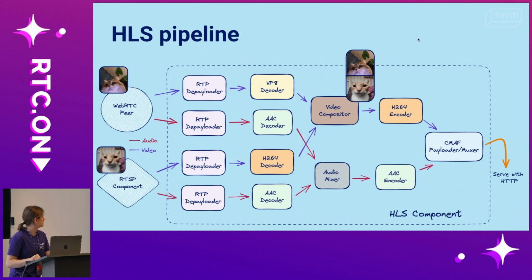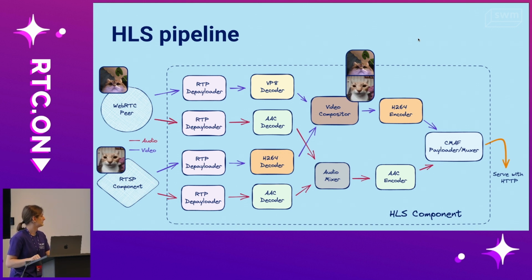In case of WebRTC and RTSP, we have different types of encoding that we can use. In case of video, it might be VP8 in WebRTC, or maybe H.264 in case of RTSP. These are simply different types of video codecs. And in this example, I used AAC, which is an audio codec, for both WebRTC and RTSP.